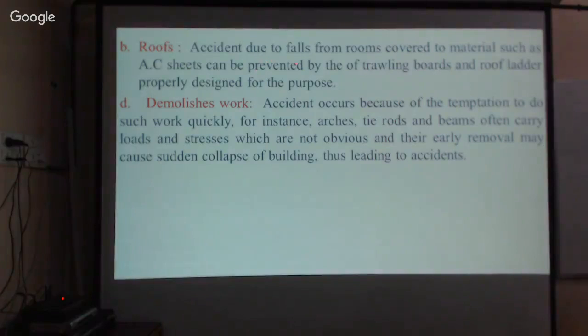Then roof: accidents due to falls from roofs covered with material such as AC sheets can be prevented by crawling boards and roof ladders properly designed for the purpose. Demolition work: accidents occur because of the temptation to do such work quickly. For instance, arches, tie rods, and beams often carry loads and stresses which are not obvious, and their early removal may cause sudden collapse of the building, thus leading to accidents.